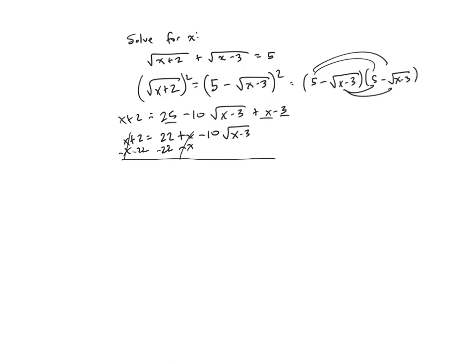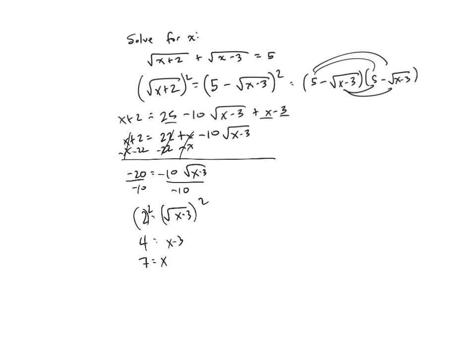Those go away. That's awfully nice. So that gives me this. Divide by -10. Square both sides, since this is a square root. And then add 3 to both sides to solve. And then check for extraneous solutions.